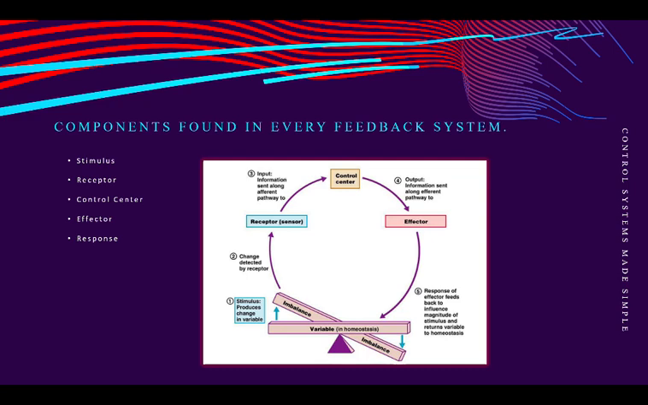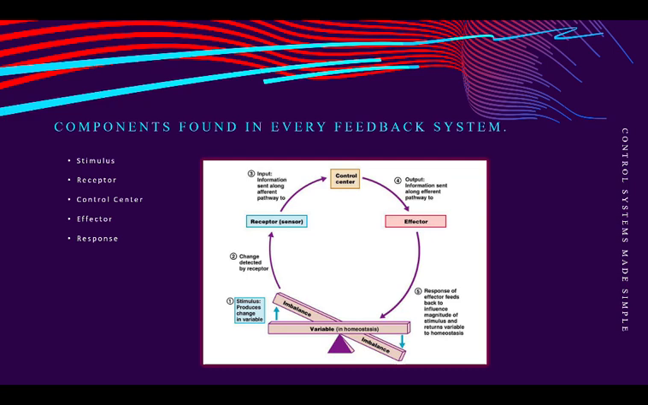For the first stage, the stimulus, for a smart oven, a change occurs in the environment, like the oven temperature dropping below the desired setting. This change is the stimulus. For the receptor, a sensor inside the oven detects the temperature drop. This sensor acts like the machine's receptor, gathering data from the environment.